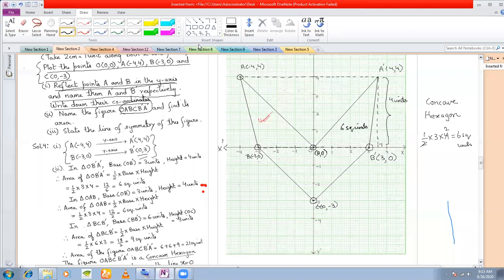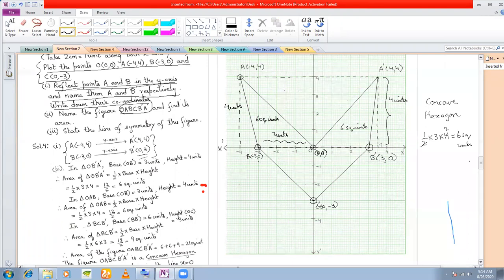Similarly, if you check the area of this triangle, it will come to the same thing. This is 3 units, right? You drop a perpendicular from here. This also comes to 4 units. So the area of this triangle will also be 6 square units. So we have found out the area of these two triangles.